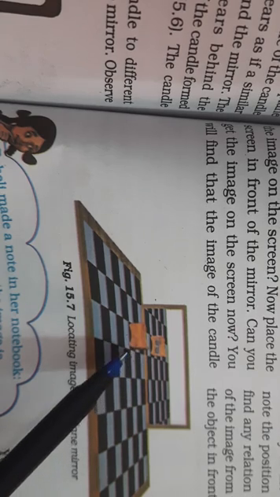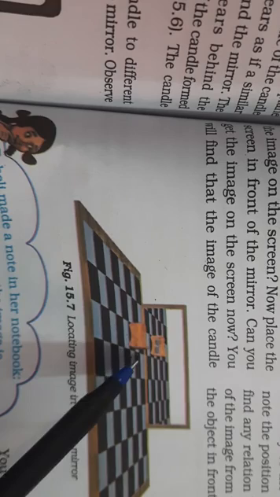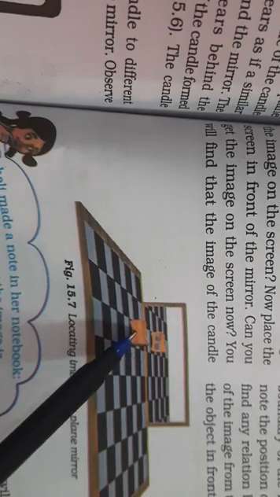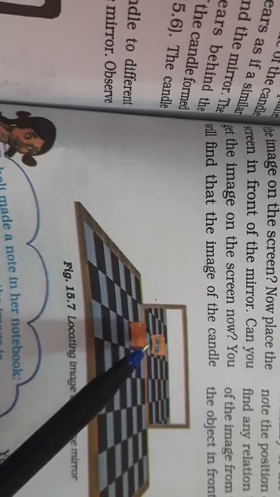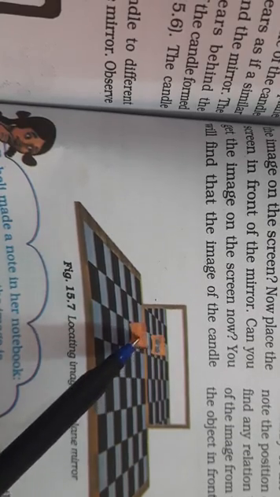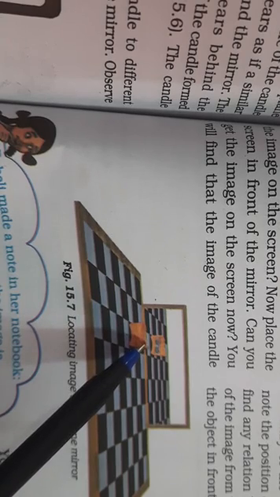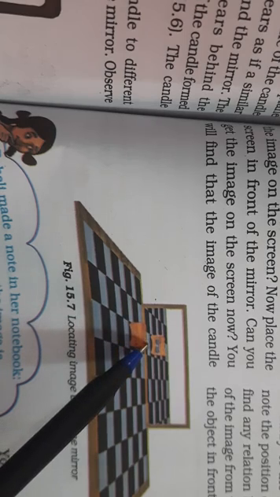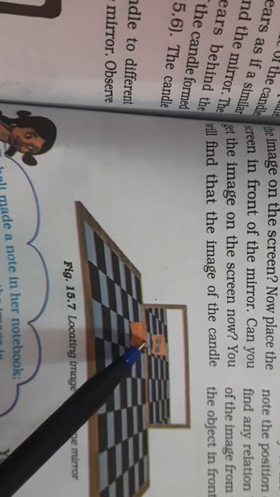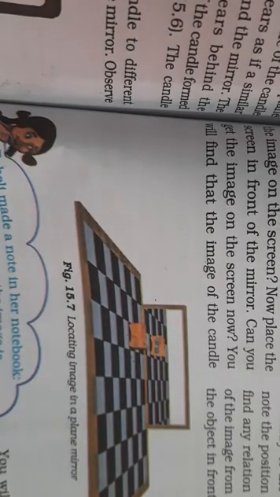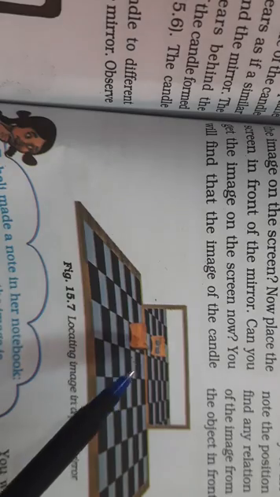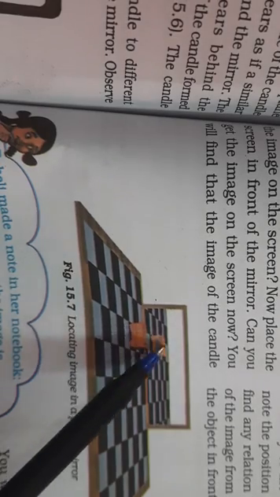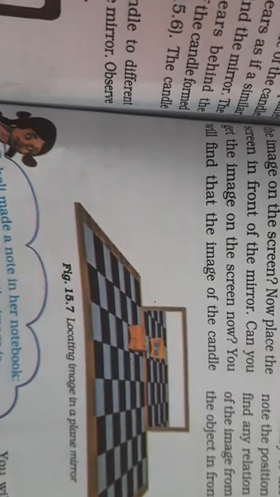Okay, so what does this prove? This proves that the distance between the object and the image is the same. Clear? तुम लोगों ने देखा ना, if it is placed 3 squares in front of the mirror, the image will also be formed 3 squares at the back. Clear? So the distance of the object and image is the same.